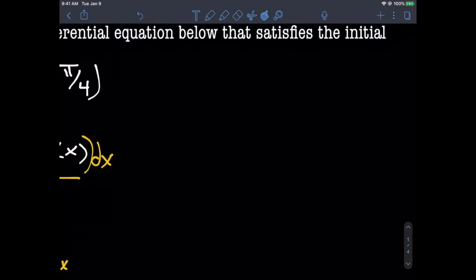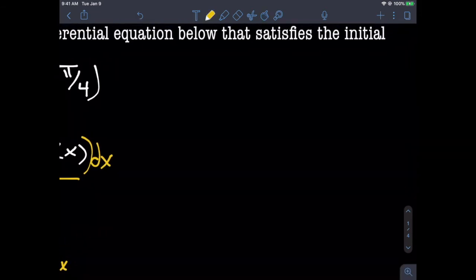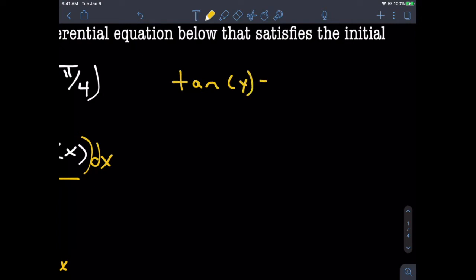Okay, now that that's all said and done, we can go ahead and take the actual antiderivatives here. The antiderivative of secant squared will be tangent of y, and the antiderivative of secant tan is going to be secant of x, and then of course we need our pal plus c.